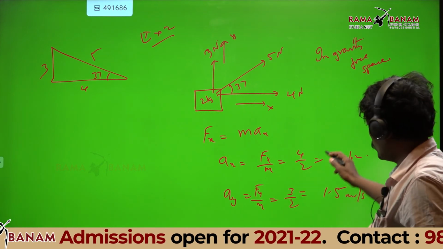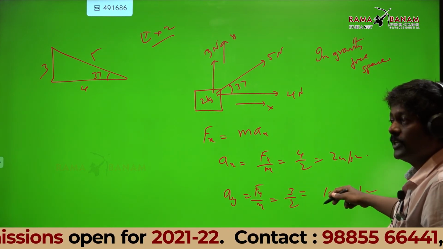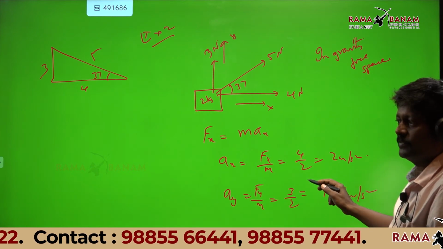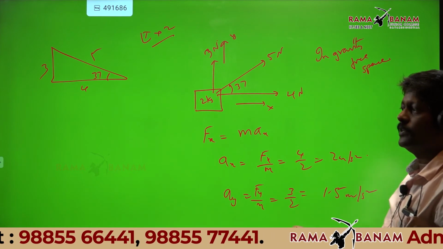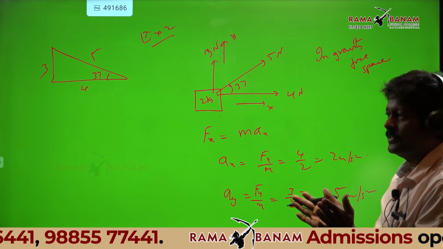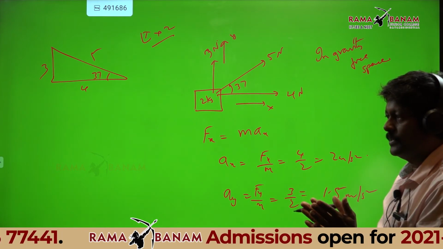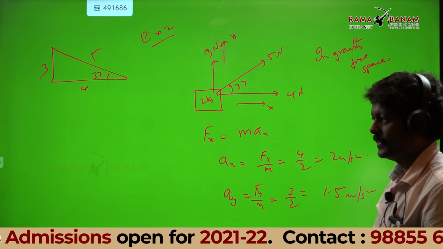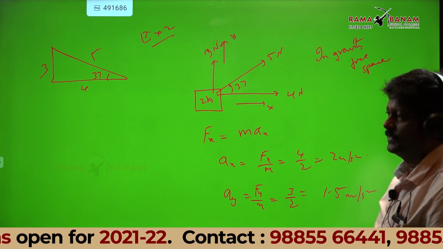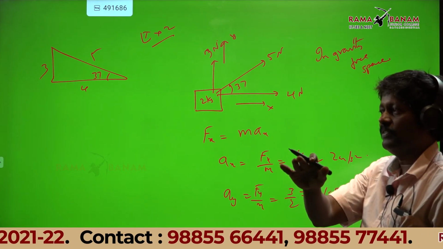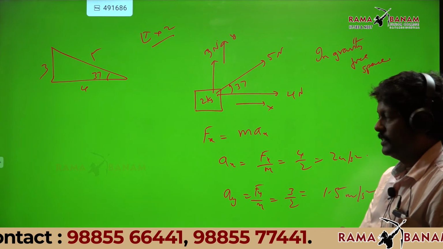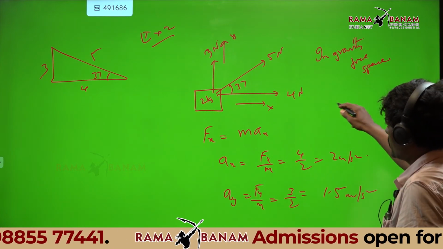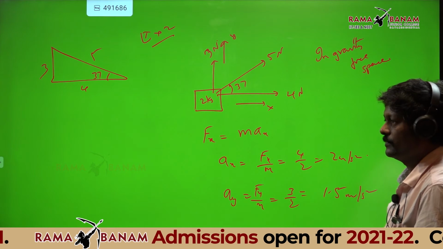And the body has two accelerations here. It is moving in the x direction as well as the y direction. So we made the problem easy. If a body only moves in the horizontal direction, then acceleration is 2 meter per second square. That is the first case, when it is resting on the surface. In the second case, the body has two accelerations, one in the x direction, one in the y direction.